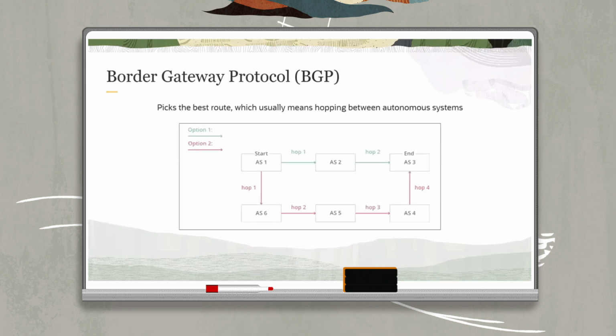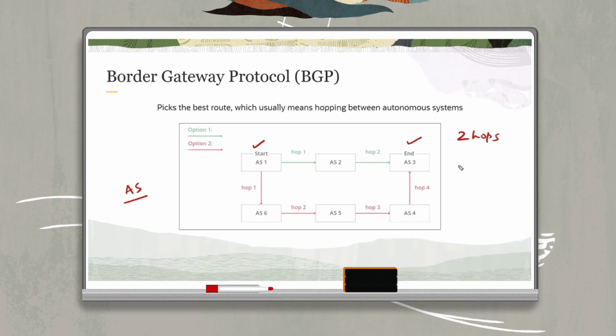So let's look at this example. Here we have around 6 autonomous systems. Let's say the packet wants to be transmitted from AS1 to AS3. Now you see that there are two different ways. Hop 1 is from AS1 to AS2, and then hop 2 is AS2 to AS3. So there are two hops in this path. There is another way to reach AS3, or autonomous system 3, that is via AS6, AS5, AS4, and then AS3.